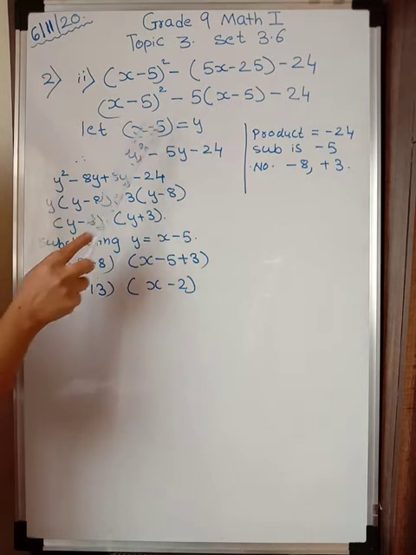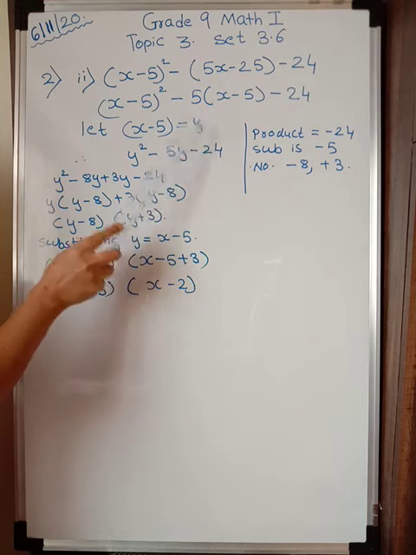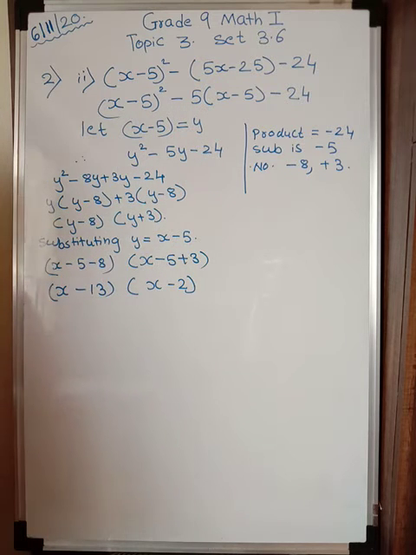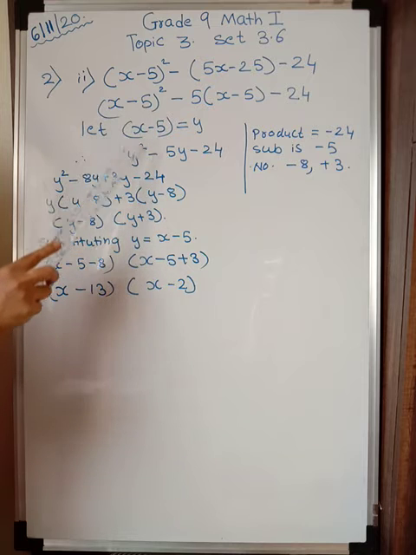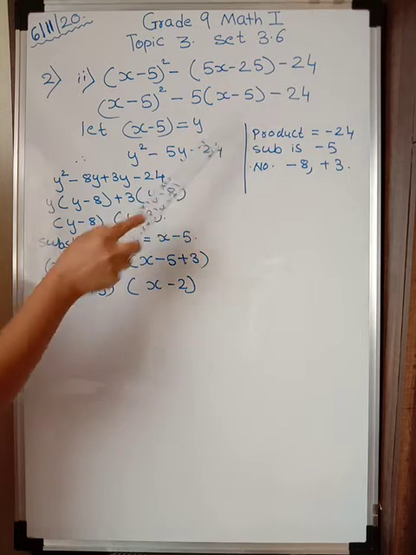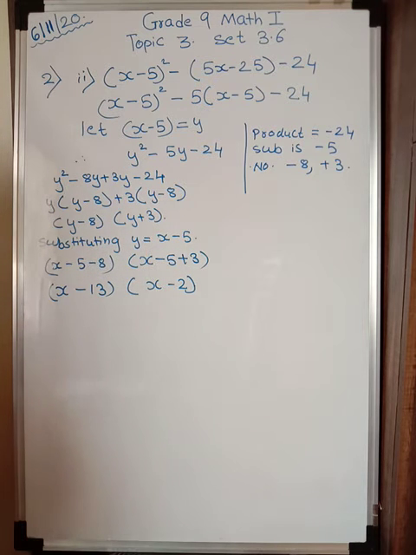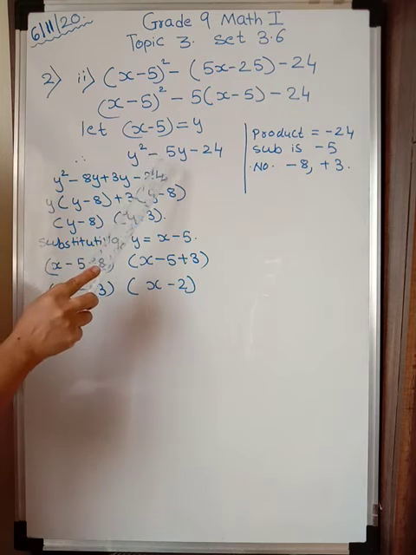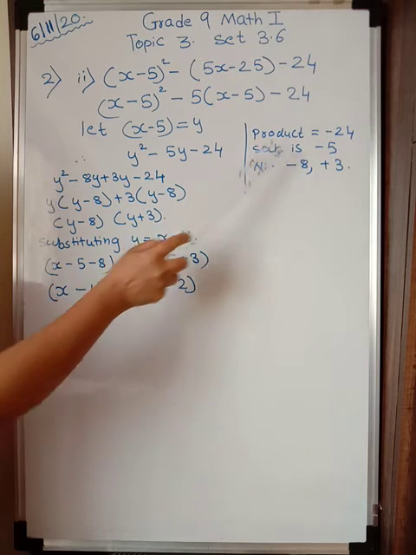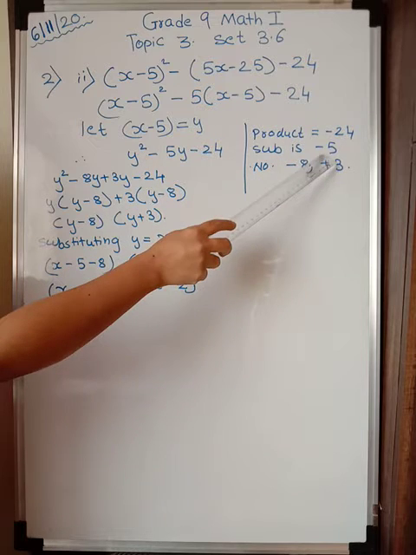Now I can suppose that the bracket (x − 5) is equal to y, so that we get a quadratic expression. So for this I am substituting y. What I get is y² − 5y − 24. Now I can ask two questions to factorize this expression. Tell me two numbers whose product is −24 and whose sum is −5.